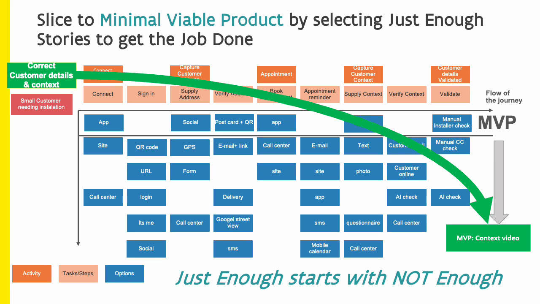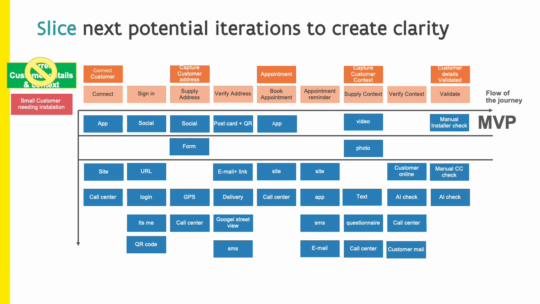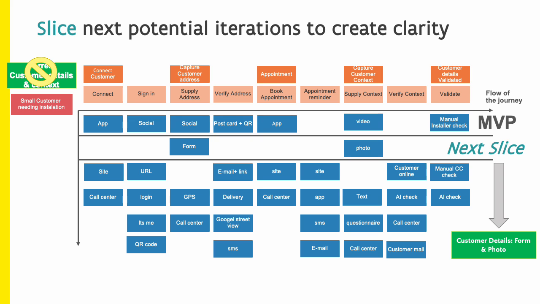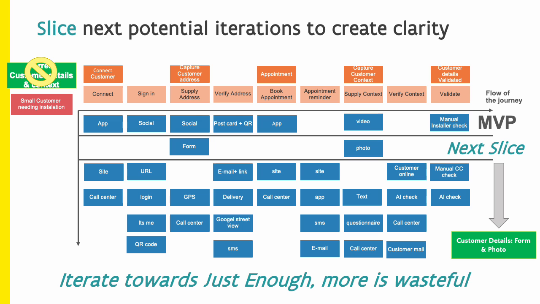Just enough starts with not enough. We pull new stories into our MVP when we find out our users weren't able to achieve their goal yet. We slice out next potential iterations to create clarity and form an epic roadmap. Iterate towards just enough. More is by definition wasteful.